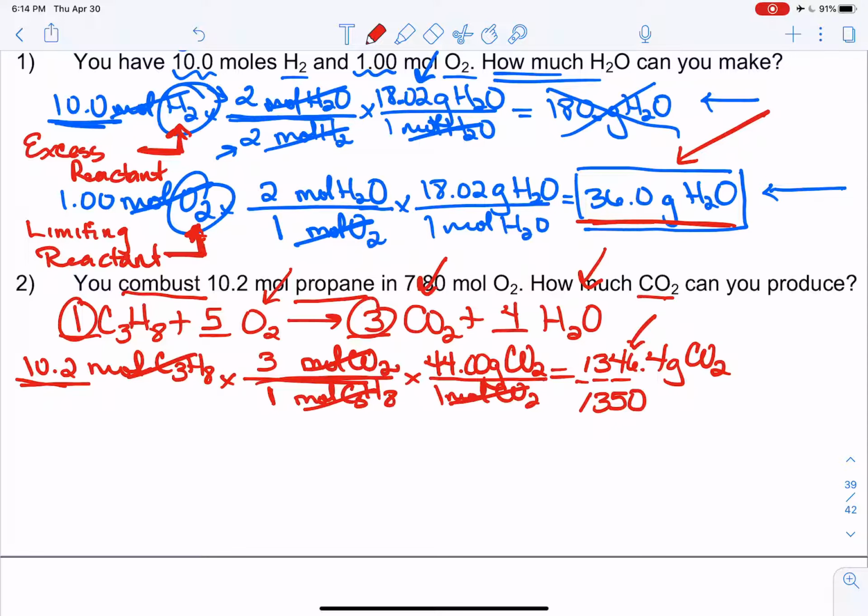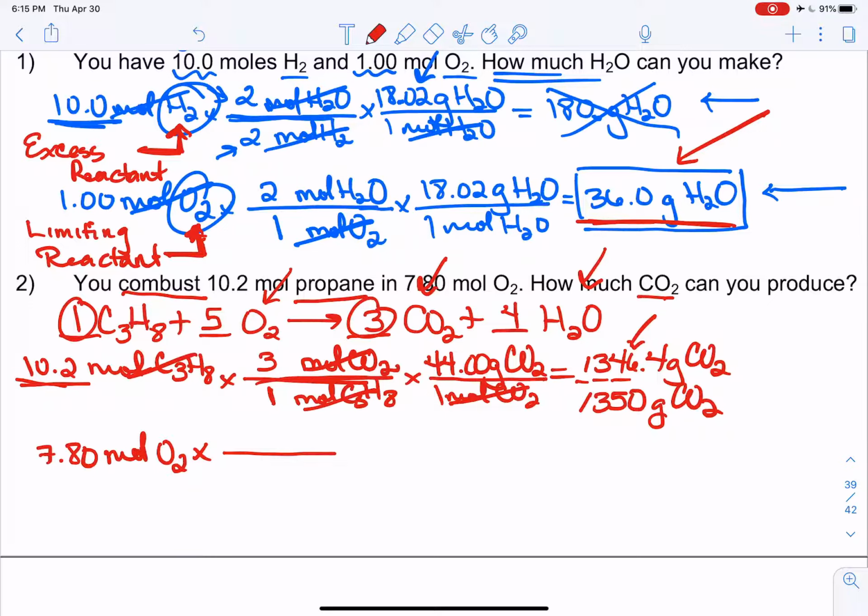1346 rounds up to 1350, and we're going to put grams of CO2 on the end there. Okay, so right now we can possibly make 1350 grams of CO2, but we have to see if we have enough oxygen to make that much. So we go ahead and we do this all over again because we all love to do calculations. Yippee! Okay, so 7.80 moles of O2.